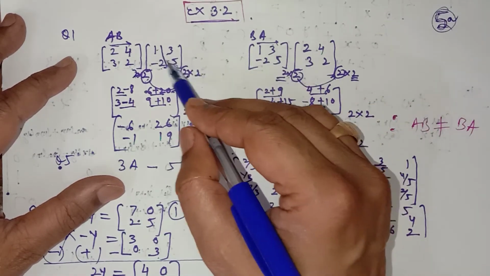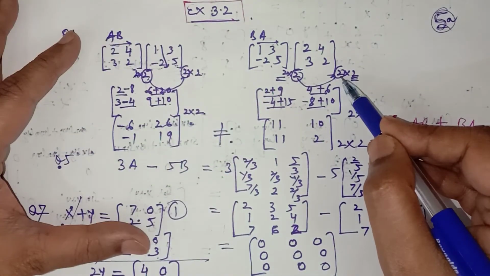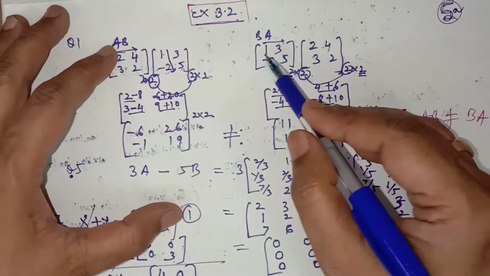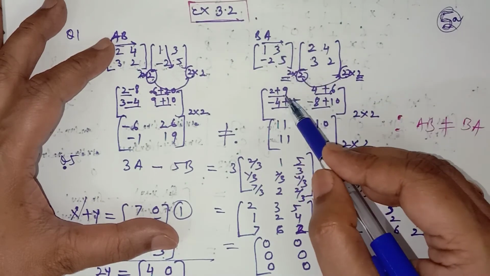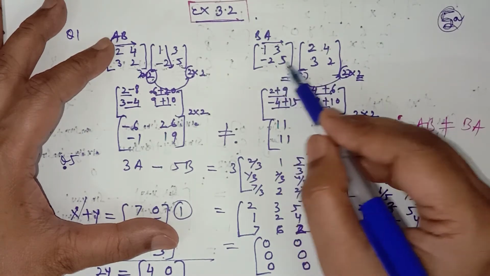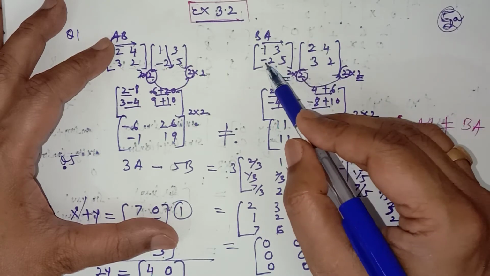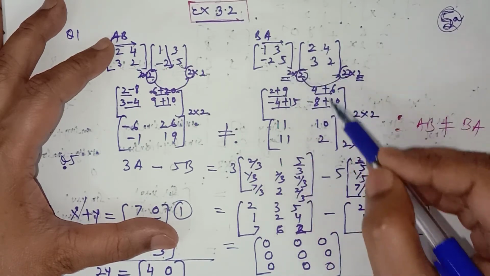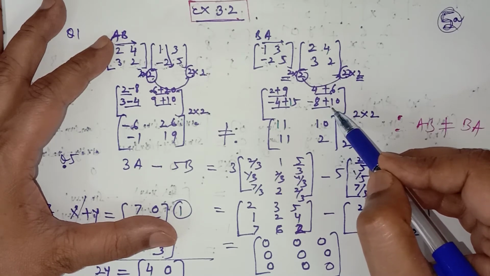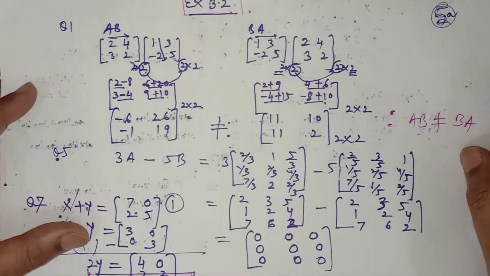Similarly, you can find B into A. For B into A, the number of columns is equal to the number of rows of this matrix, so we can multiply it, and the order of the resultant matrix will be 2 by 2. First row, first column: 1 into 2 plus 3 into 3. First row, second column: 1 into 4 plus 3 into 2, that is 10. Second row, first column: minus 2 into 2 plus 5 into 3, that is minus 4 plus 15. And second row, second column: minus 2 into 4 plus 5 into 2. Now A into B is not equal to B into A, that is, the product of the matrices is not commutative.